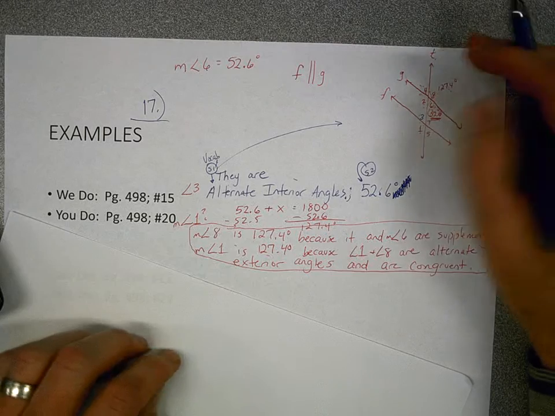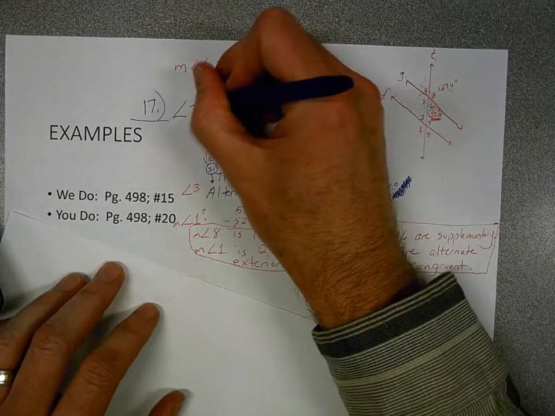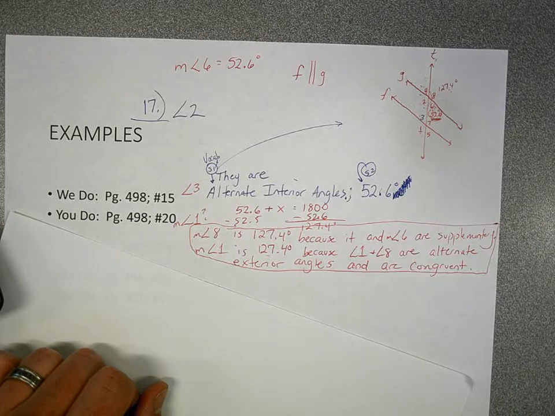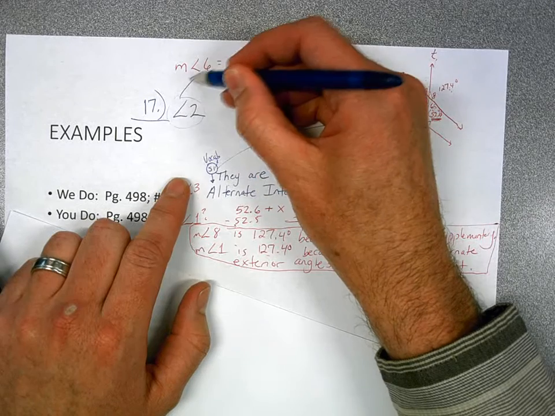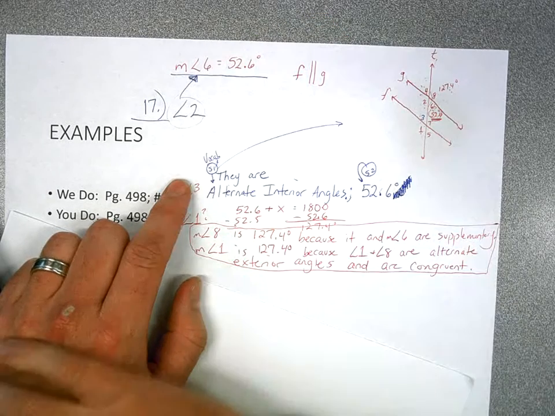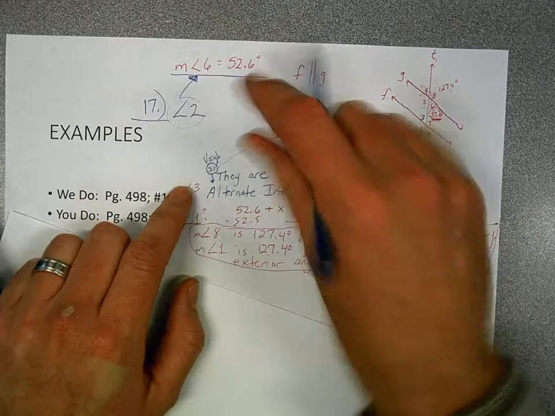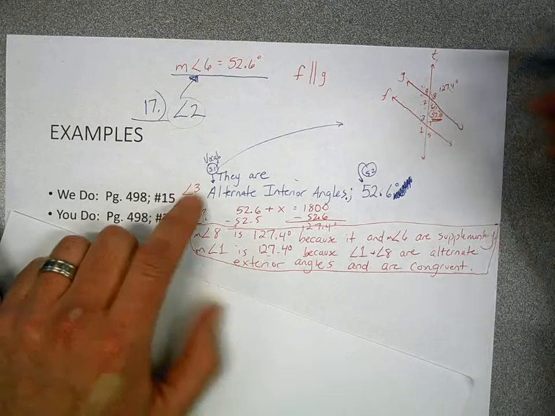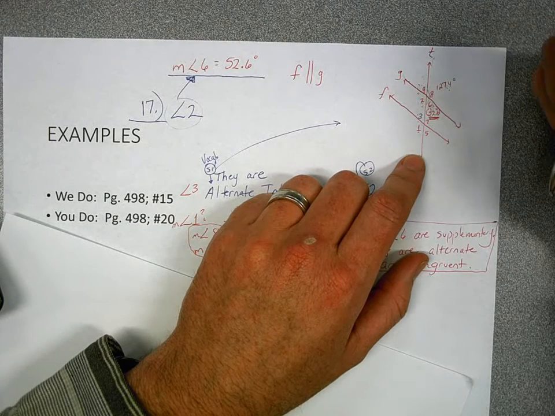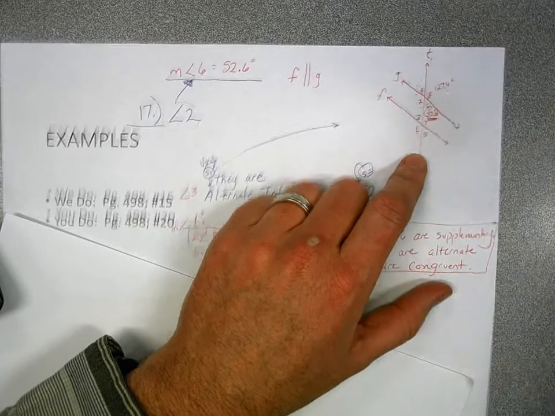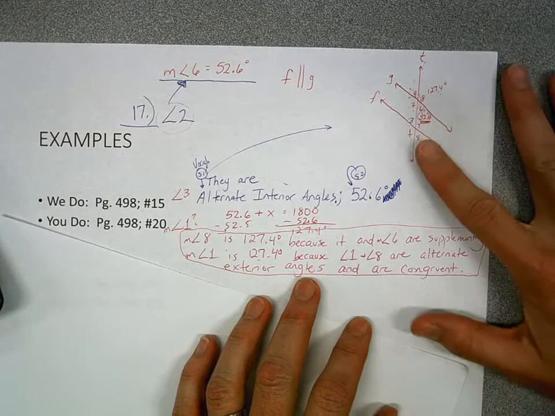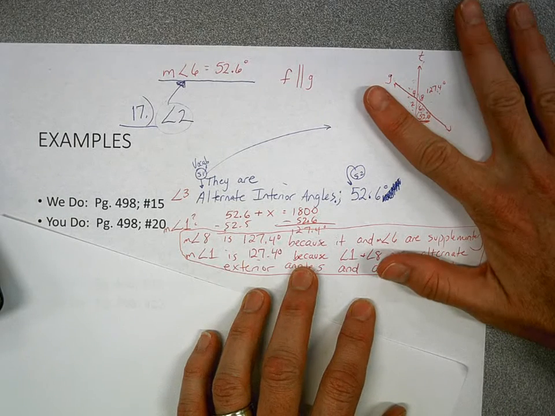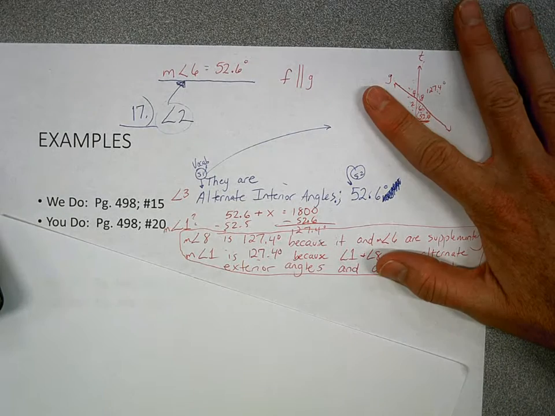Okay, number 17 mentions angle 2. I'm hoping we understand that we are relating angle 2 to angle 6. That's why they tell us about angle 6 and the directions, because we are relating everything to angle 6. Angle 2 and angle 6 are right next to each other. Listening to some of your conversations, I think some of us might be helped, especially on this problem, by taking out the bottom half. We don't even need it. Ladies and gentlemen, those are just two crossing lines.